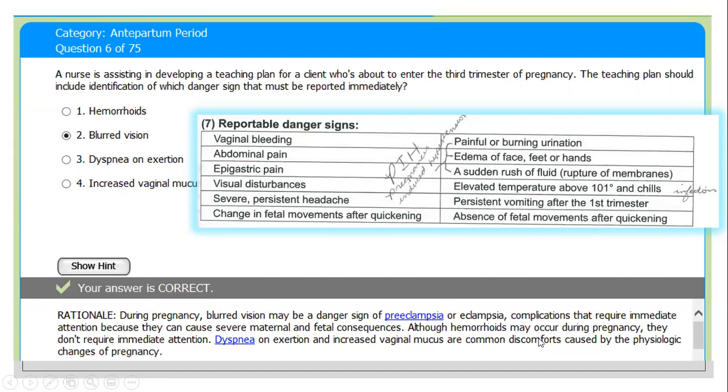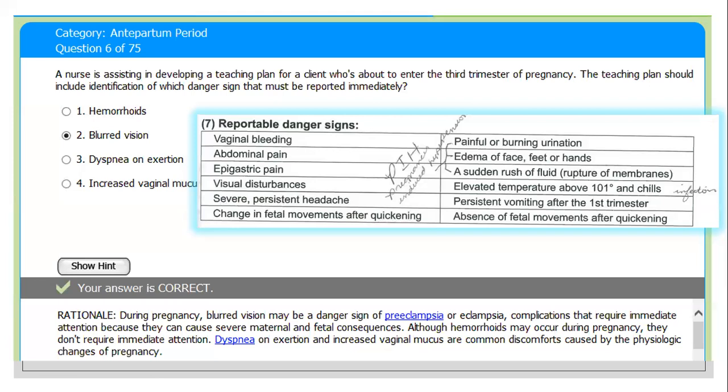Although hemorrhoids may occur during pregnancy, they do not require immediate attention. Dyspnea on exertion and increased vaginal mucus are common discomforts caused by the physiologic changes of pregnancy. What next? Severe, persistent headache. So mild headache is okay, but if it is severe and persists, in the 1st trimester, 2nd trimester, 3rd trimester, we have to notify.